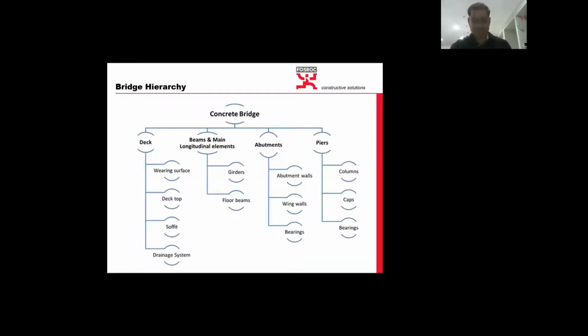Okay, now this is a very interesting slide. It talks about bridge hierarchy. One bridge has different segments and elements and sub-segments and elements. Deck has wearing surface, deck top, soffits, drainage systems. Similarly, you have beams and longitudinal elements, girders and floor beams. They are also formed in precast yards sometimes, and some are cast in situ. I'm not sure if they are really cast in situ these days. Abutments, abutment walls, wing walls, bearings, piers, columns, caps. Each and every segment and element and sub-segment is subjected to atmospheric attack.